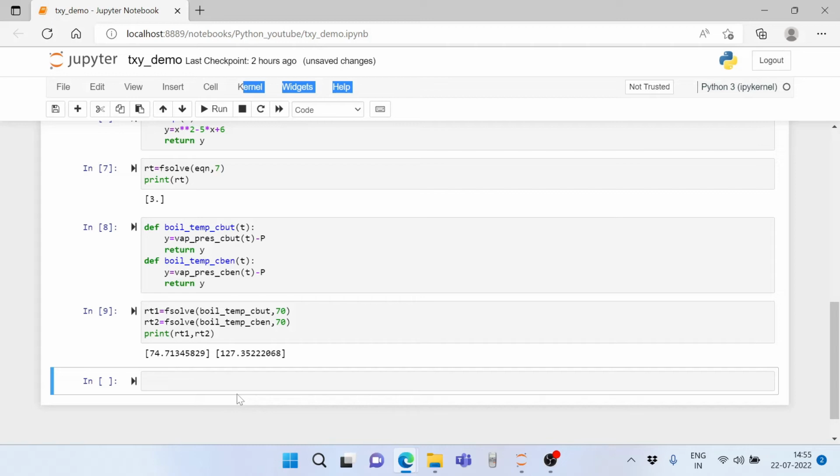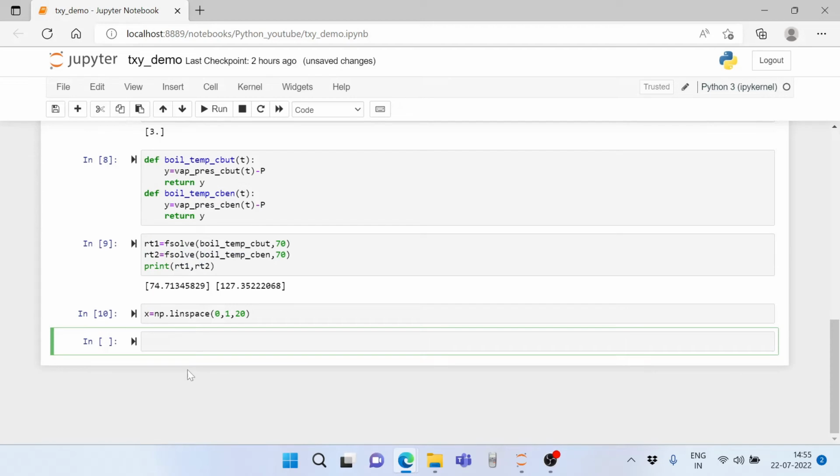Again here fsolve comes to your rescue. So we need to find out the boiling temperatures of various mixtures of chlorobutane and chlorobenzene. So how do we go about doing it? First, we create an array of the mixture concentration. So we put X is equal to np.linspace 0 to 1, and we take 20 such values.